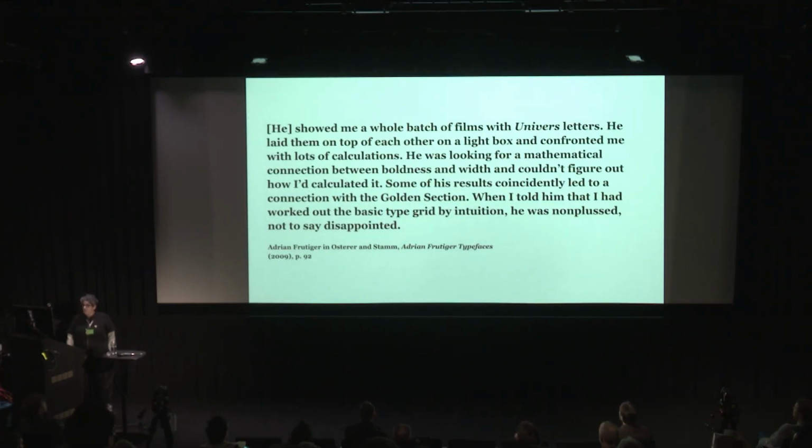He showed me a whole batch of films with Univers letters. He laid them on top of each other on a light box and confronted me with lots of calculations. He was looking for a mathematical connection between boldness and width and couldn't figure out how I'd calculated it. Some of his results coincidentally led to a connection with the golden section. When I told him that I had worked out the basic type grid by intuition, he was nonplussed, not to say disappointed. In this vein, Univers can be understood as a close study of the limits of rationalization from a human perspective.